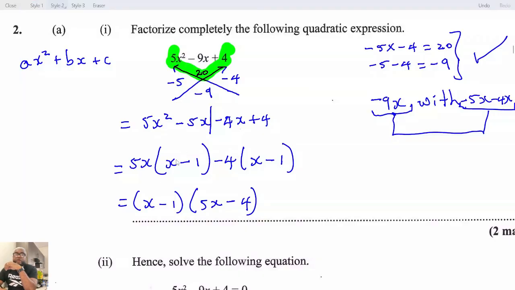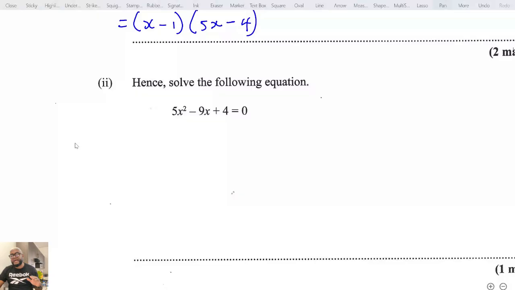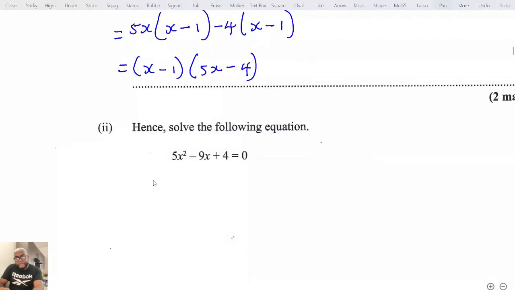And then these two brackets form the first bracket, and what is in front of these brackets, which is 5x and -4, forms the second bracket. This is complete factorization. Now, the next part of the question is to hence solve. So when you all see the word hence, more than likely we are using the answer from the question before. So what I would have now is, therefore, (x minus 1)(5x minus 4) is going to be equal to 0, right? Because these two brackets are actually this quadratic in a different form.